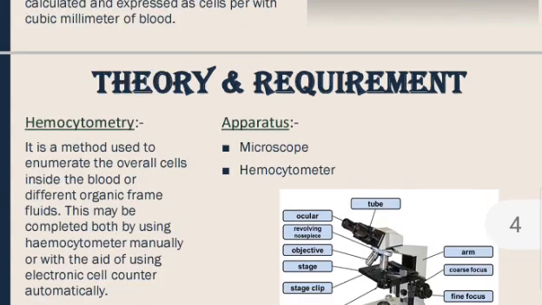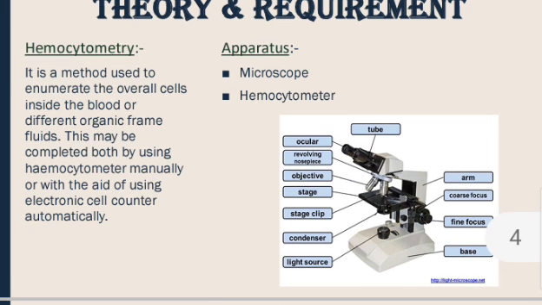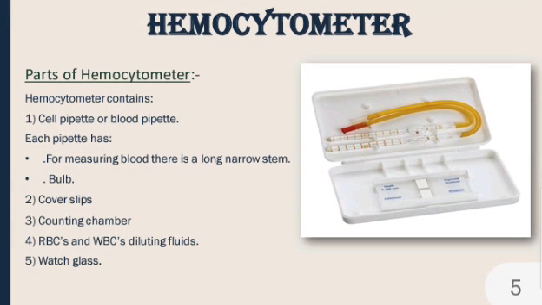Then theory and requirement. What is hemocytometry? So hemocytometry is a method which is used to give the overall cell count inside the blood or fluid such as organic fluids. This method is used by both hemocytometer manually or hemocytometer electronic automatically. The apparatus of our experiment is microscope and hemocytometer. The hemocytometer, parts of hemocytometer, what hemocytometer contains.